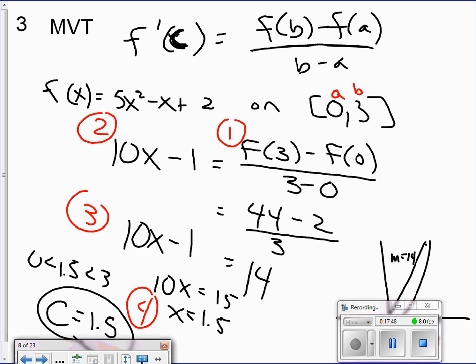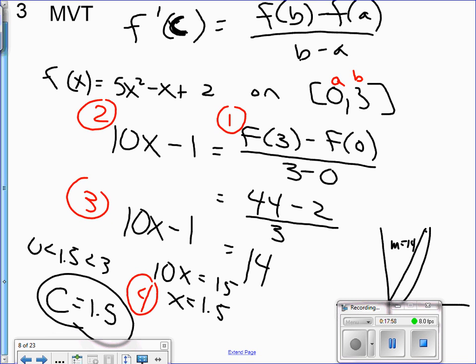The slope of the secant in this one turned out to be 42 over 3, which is just 14. So you want to set the derivative equal to 14, because 14 is the slope of the secant, and solve for x. So you'd add 1, 10x equals 15, x equals 1.5, and you just want to make sure that 1.5 is within the interval. It's greater than 0 and less than 3. Sure is. So c equals 1.5. Mean value theorem. Super easy. Just remember, you're going to have to get the slope of the secant first. Slope formula. Questions on that one?